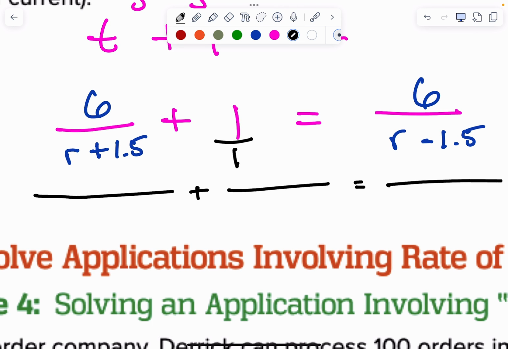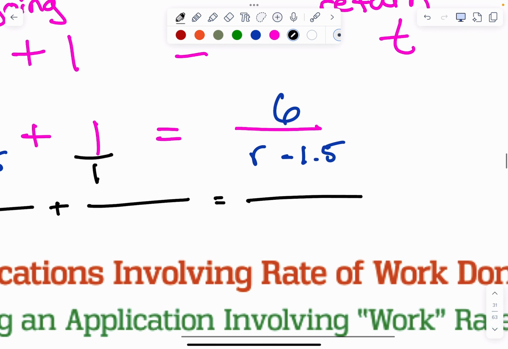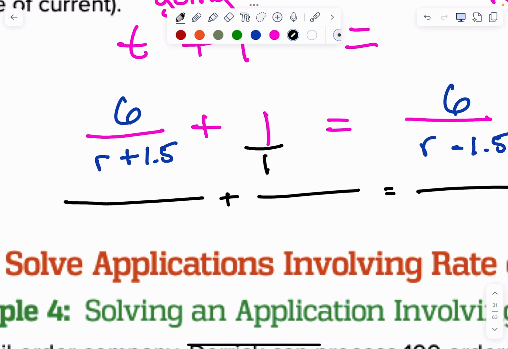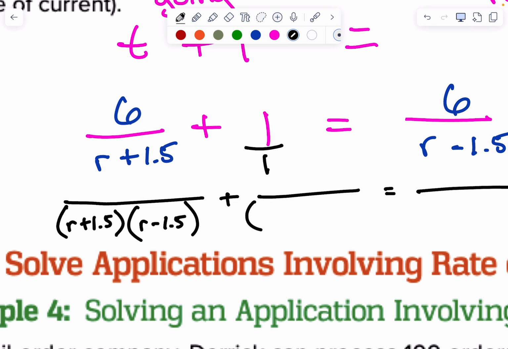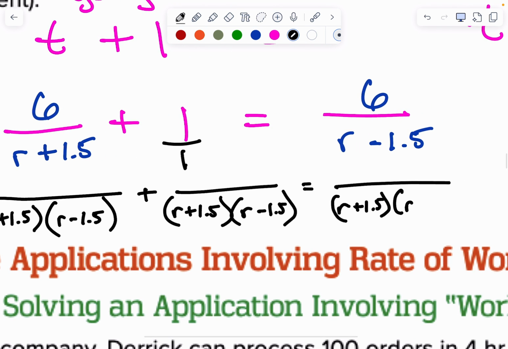I don't have enough room for this. I know. Make some room. Okay? I need to multiply. My common denominator is going to be r plus 1.5 times r minus 1.5. Now, hold on just a second. The bottom's going to cancel off anyway, right? We know that. So we just got to get to that point. R plus 1.5 and r minus 1.5.